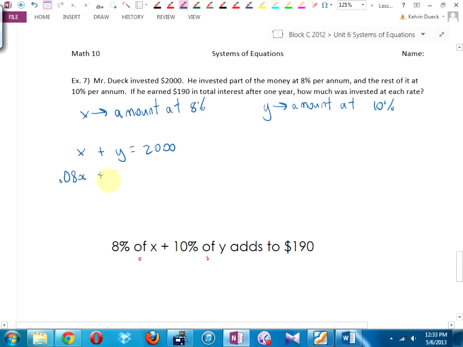And 10% is going to be 0.1. Do I have to write the 0? Can I skip writing the 0? Times y. That's 10% of y. Add it up to how much? 190 bucks. That there is the equation.